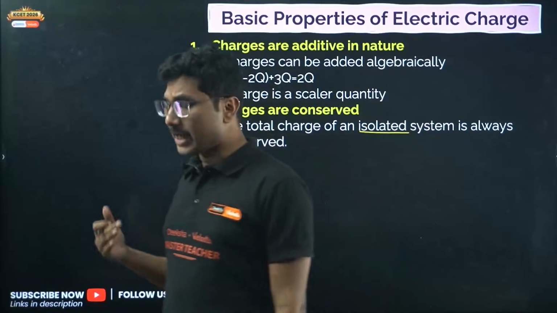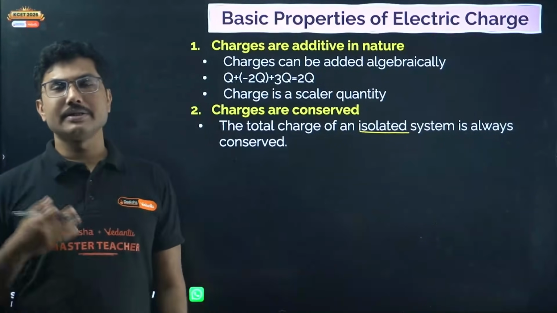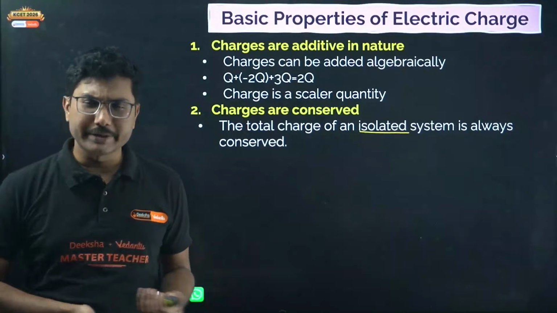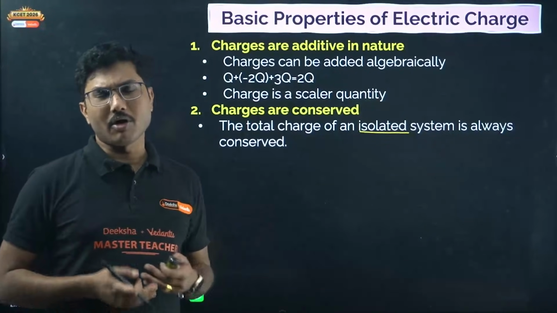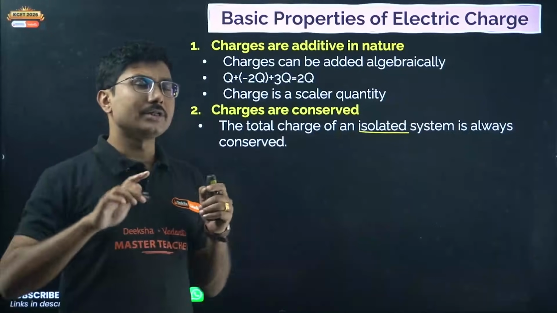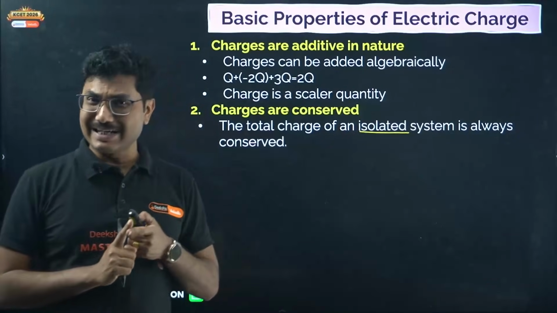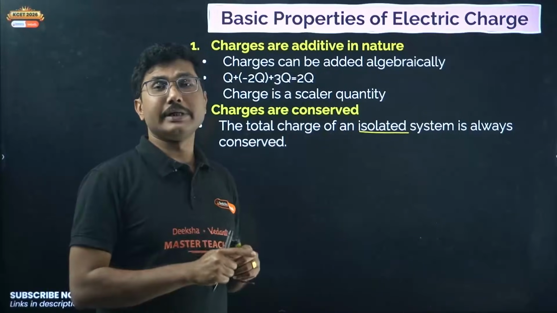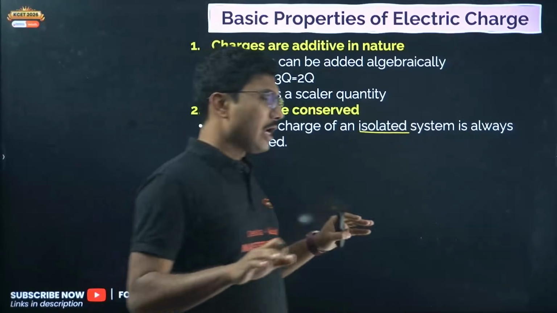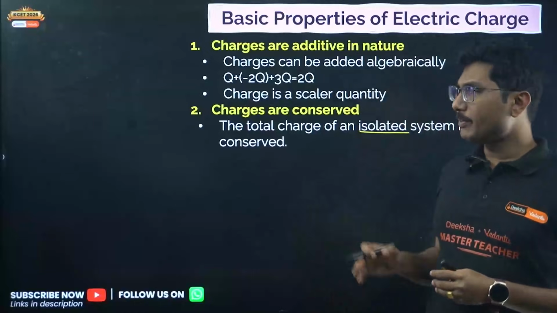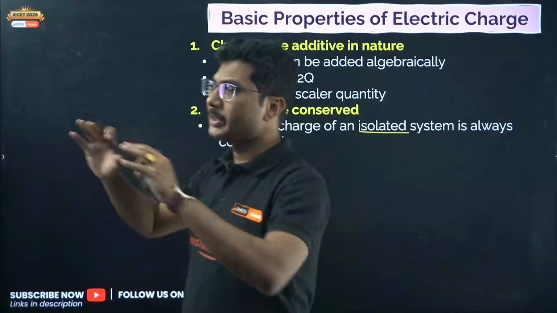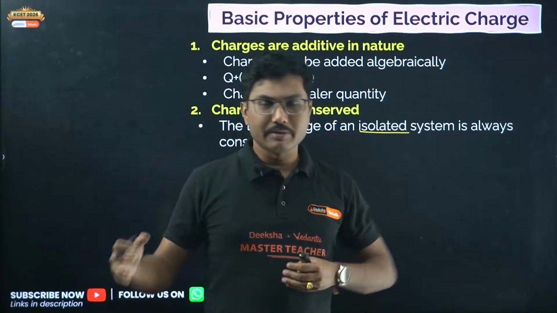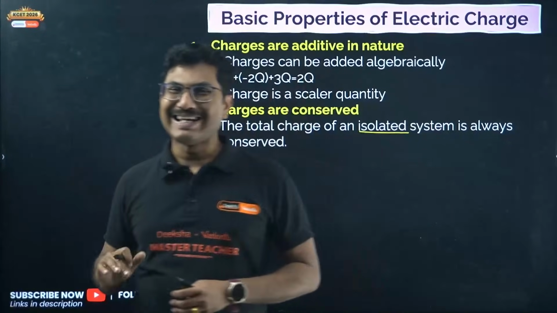There was a question that came in KCET a few years back: charge is conserved for an open system, charge is conserved for an isolated system, or charge is conserved for any system. Now remember, charge is not conserved for any system, it is conserved only for an isolated system. Isolated means which has no contact with anything else. For example, if you take a ball and keep it somewhere, the total charge on that ball will be conserved because it is not in contact with anything else.